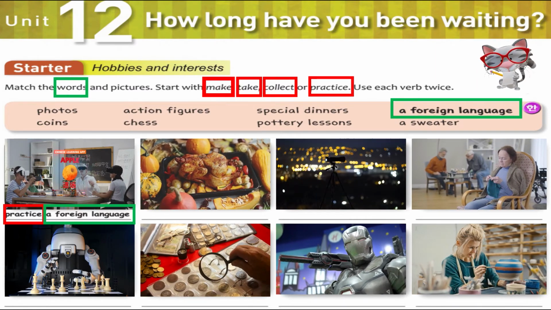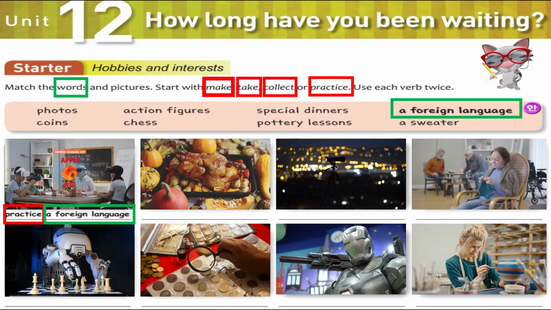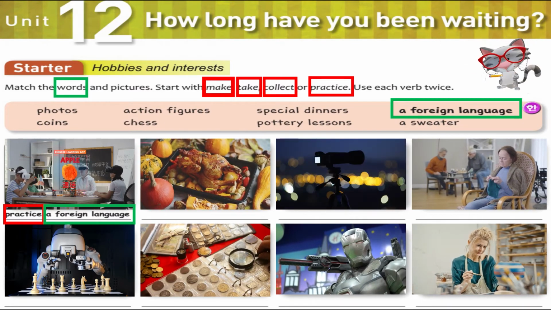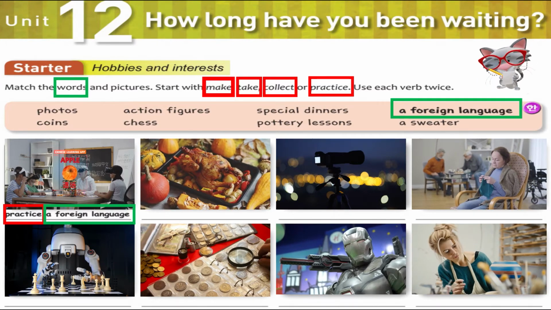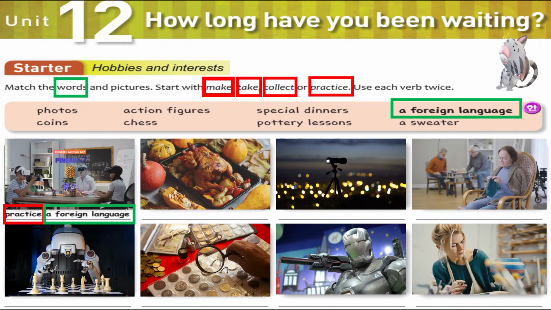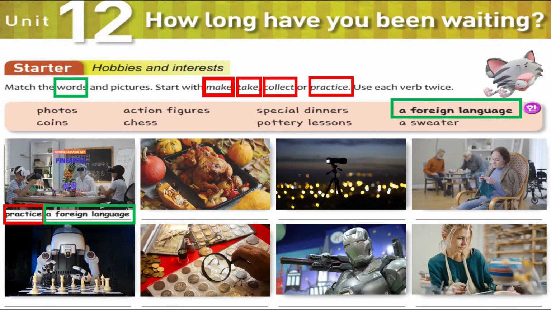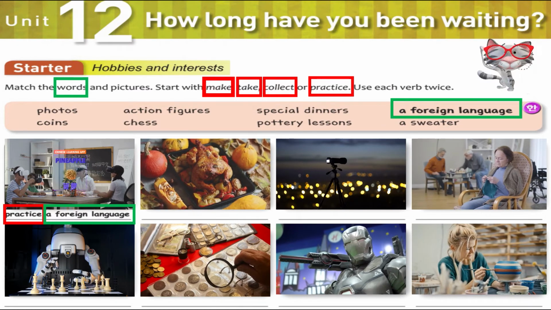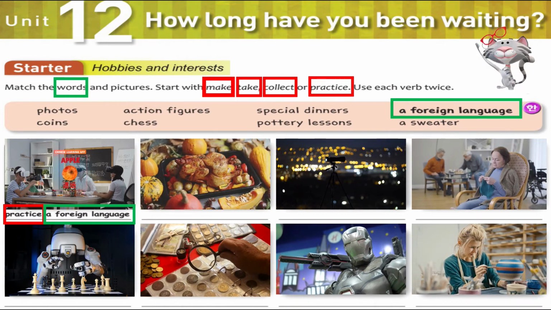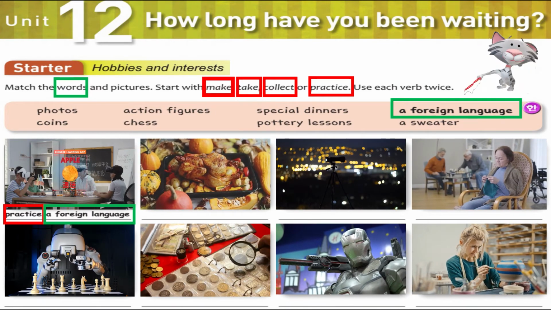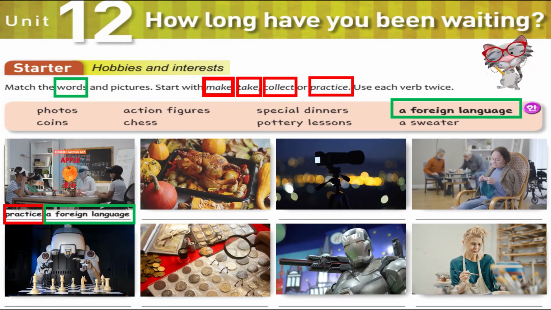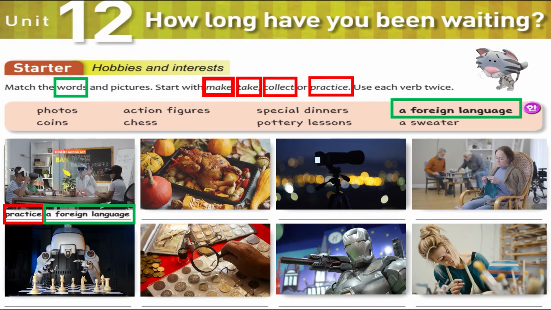So, Professor Neil, in this unit, we have to practice very hard to be able to use these 4 verbs, make, take, collect, and practice, to combine with these hobbies and interests vocabulary in noun phrase form. Yes, so we have the hobbies and interests. A hobby is something you do because you are interested in it. And interests are things you do in your free time. And hobbies are some of those interests.